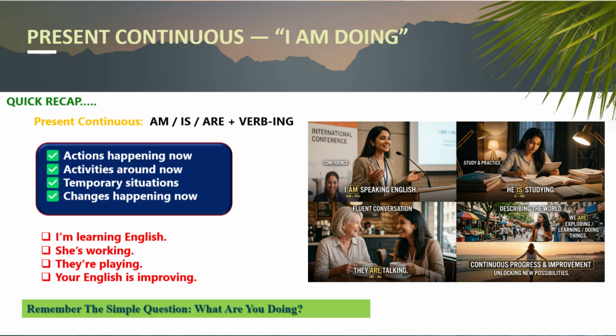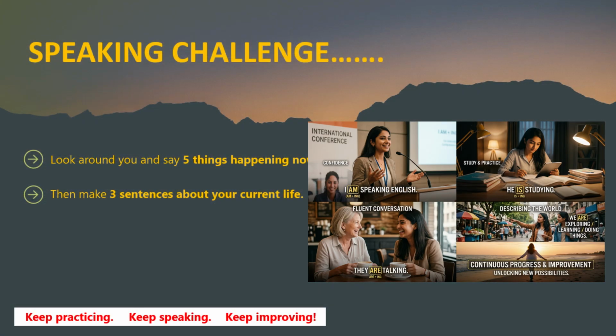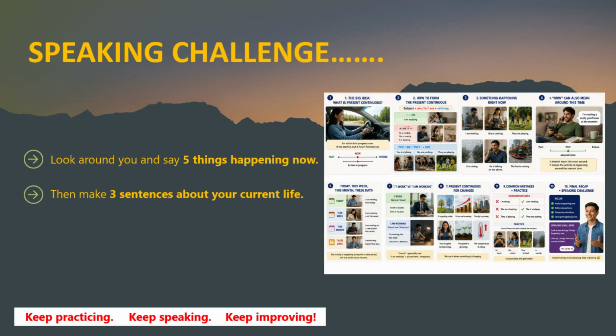Now I want you to do one final activity. Look around you and describe 5 things that are happening. Maybe you can say, I'm sitting at my desk. My computer is working. My phone is charging. Someone is talking outside. The fan is running.